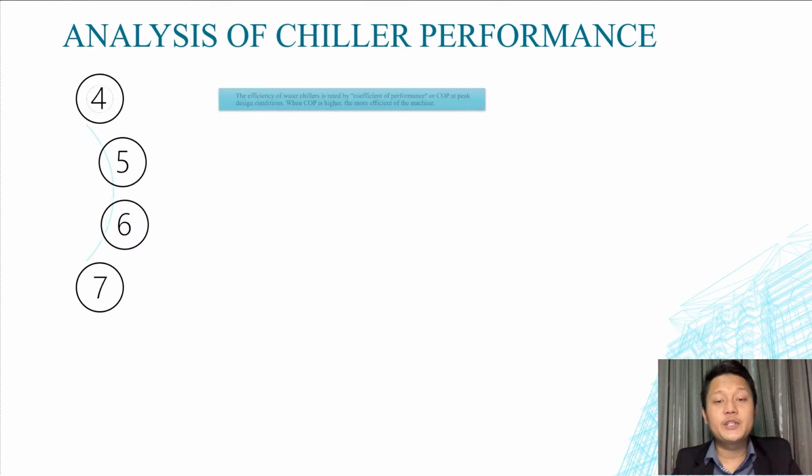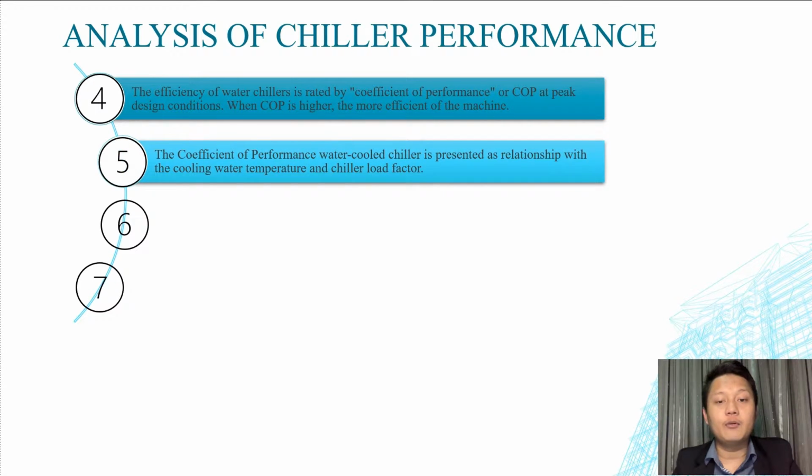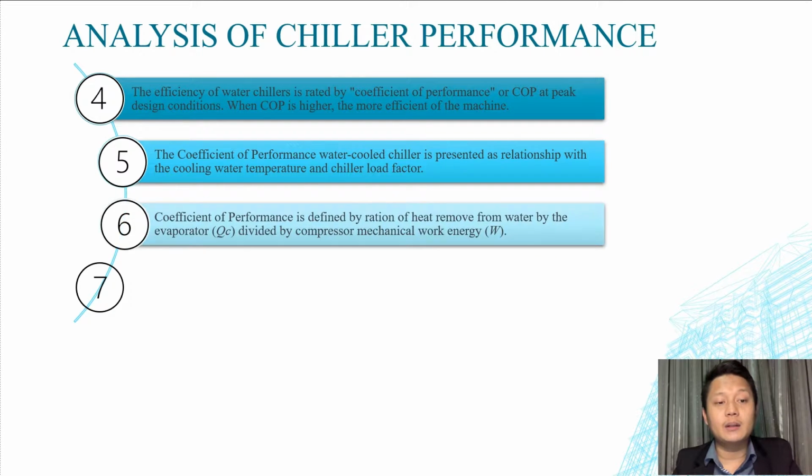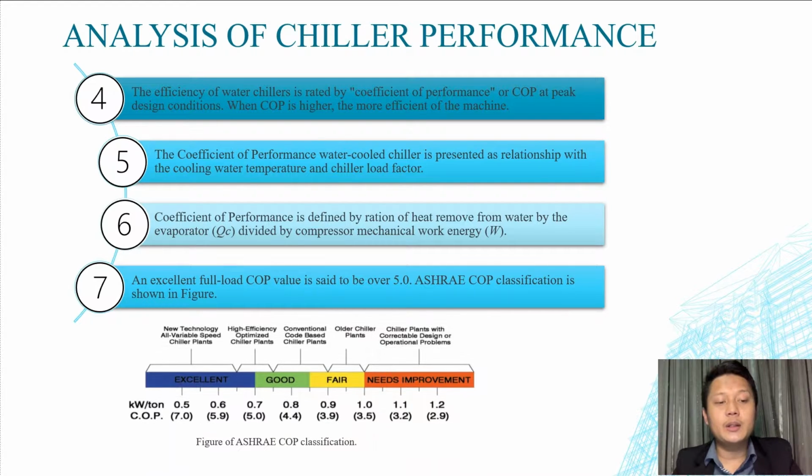Next, for the analysis of chiller performance. The efficiency of water chiller is rated by coefficient of performance or COP at peak design condition. When COP is higher, the more efficient of the machine. The coefficient of performance water cool chiller is presented as relationship with the cooling water temperature and chiller load factor. Coefficient of performance is defined by ratio of heat removed from water by the evaporator divided by compressor mechanical work. An excellent full load COP value is said to be over 5.0. Actual COP classification is shown in figure.